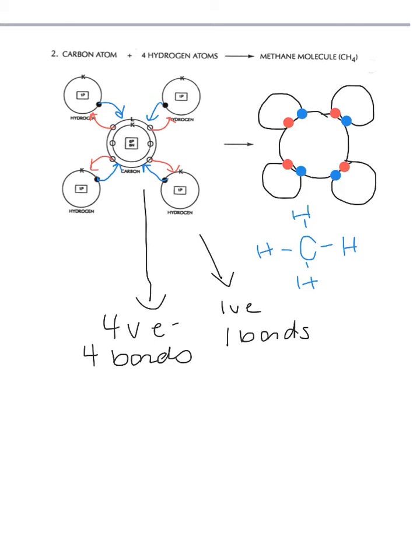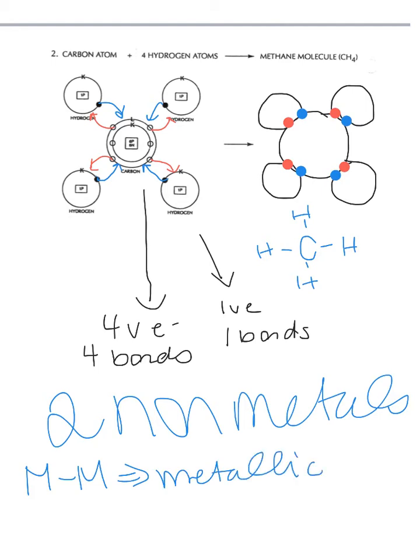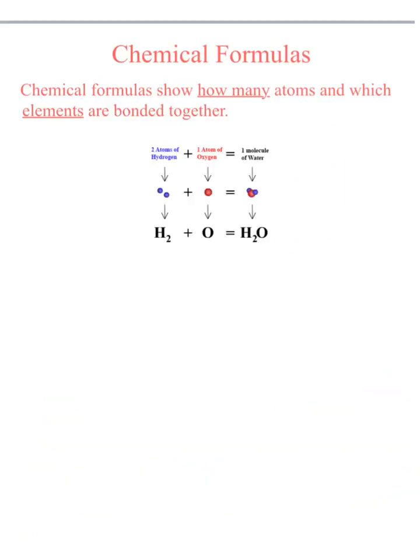Remember, covalent happens between 2 non-metals. And if we have 2 metals that bond together, that creates a metallic bond. We're not going to talk about the mechanism in which that occurs like we did for ionic and covalent, but you need to know that 2 metals together create a metallic bond.